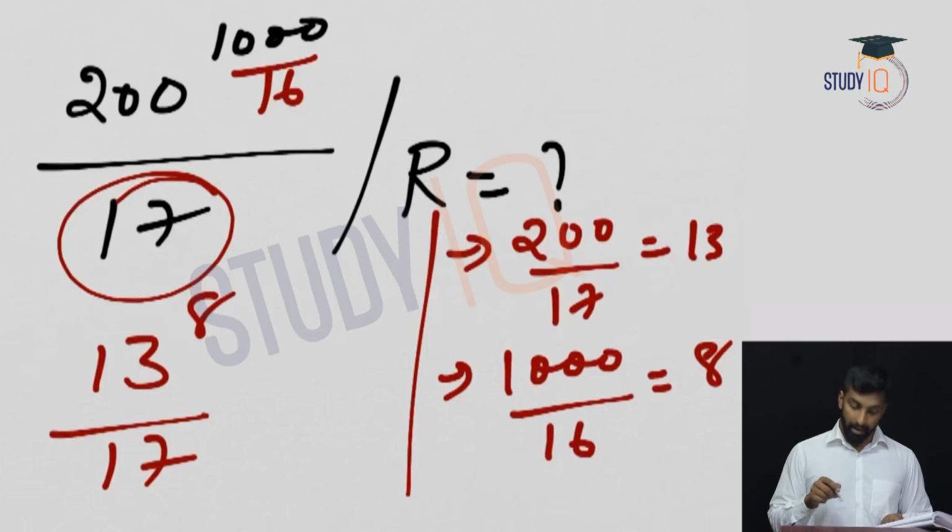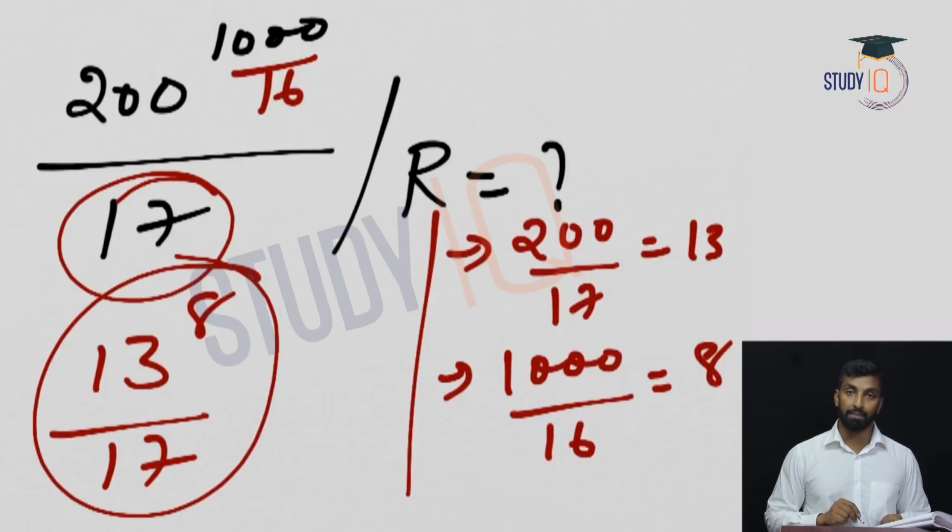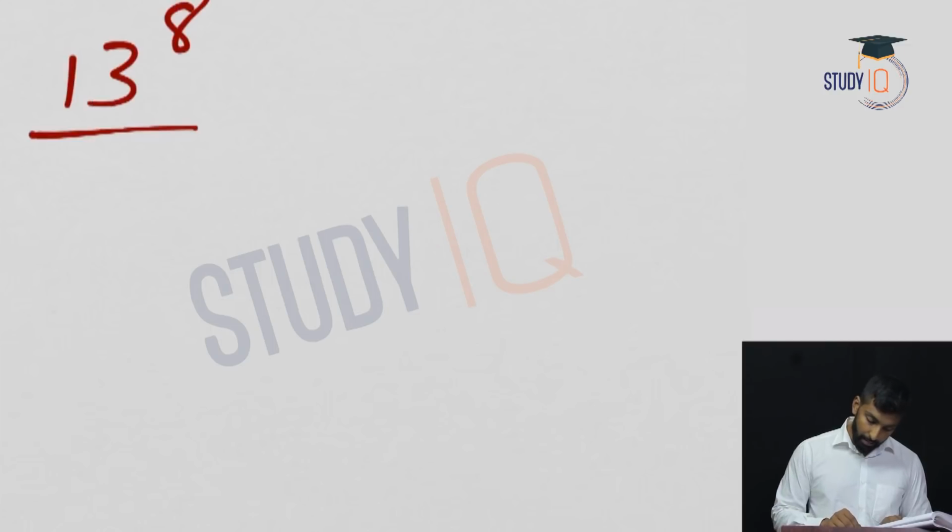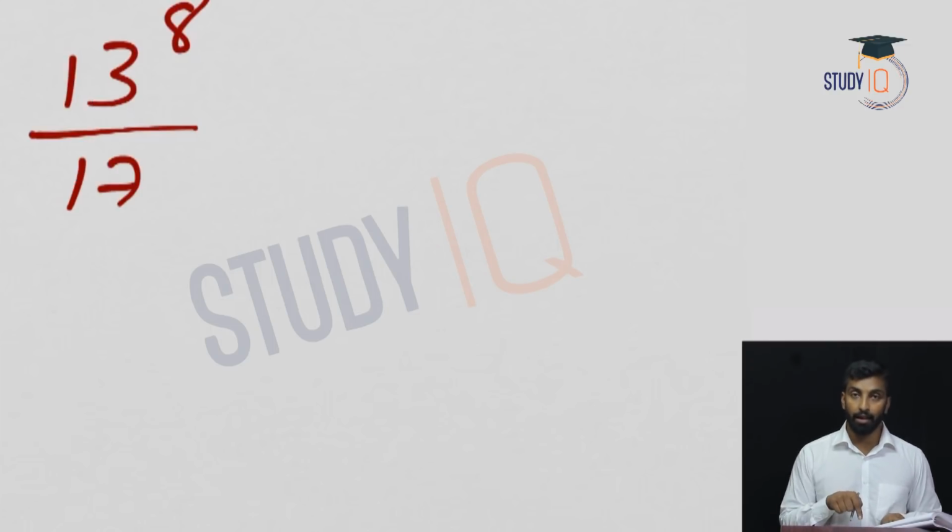Now this is the problem. Now you cannot apply Euler's number or Fermat theorem, right? Because this is reduced. So now you need to do it manually. So your answer is now 13 raised to 8 by 17, but this is not there in your option. Now you need to convert this in such a way that you will get it in options, right? So how will you do?